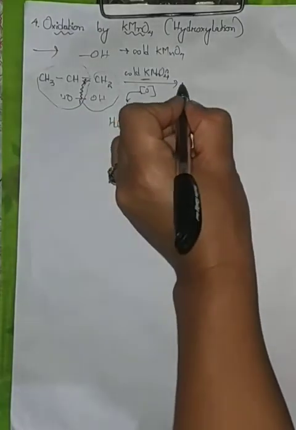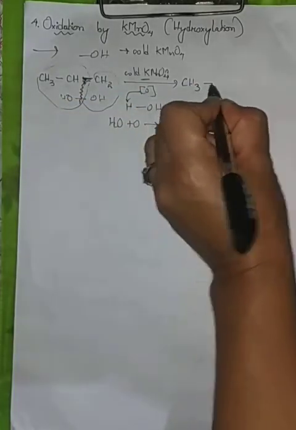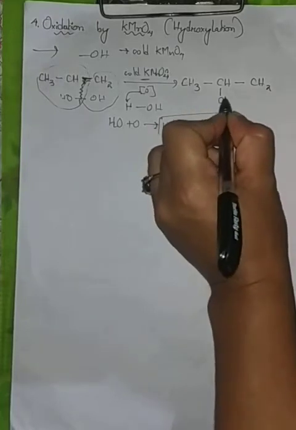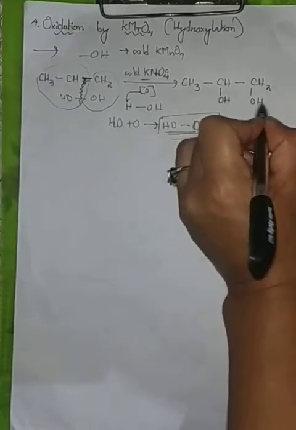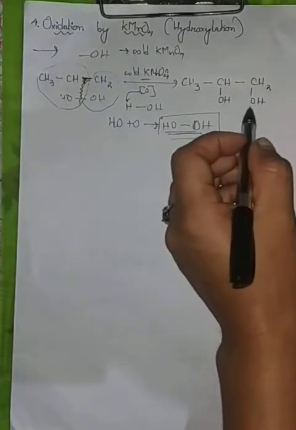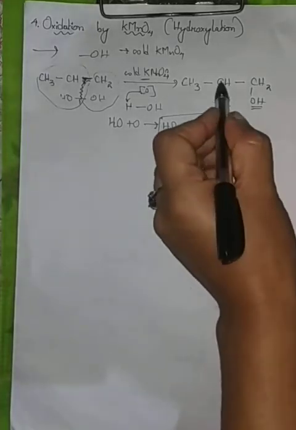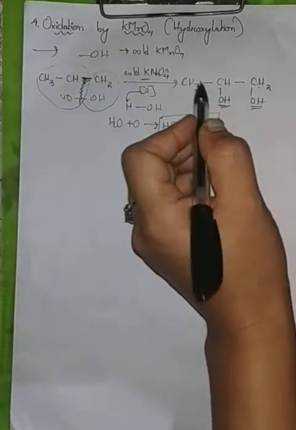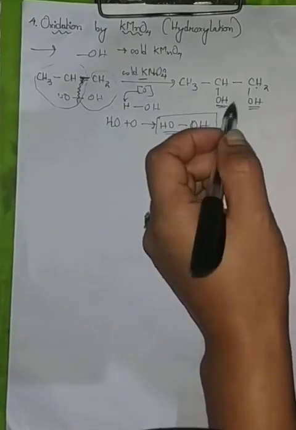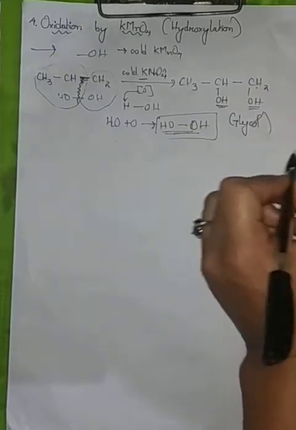Therefore our product here would be CH3. Since only one bond is remaining, CH3 CH single bond CH2, one OH comes and joins there, the other OH comes in there. This is also known as vicinal diol. Vicinal means the OH groups are attached to different carbon atoms. Therefore this is also known as vicinal diol, or it is also known as glycol.